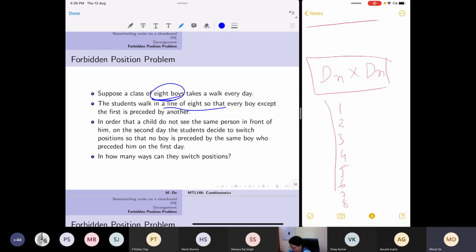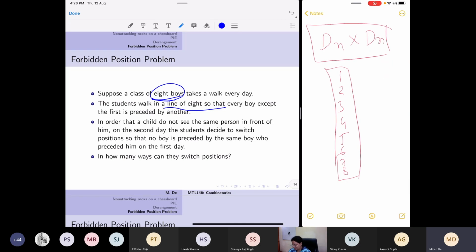Maybe boy, girl, anything. So 8 friends, they were like this: 1, 2, 3, 4, 5, 6, 7, 8. These are the numbers attached to them according to the way they went for a walk on the first day. Next day they decided that 2 should not see 1 in front of him, or 3 should not see 2 in front of him. Similarly, 4 should not see 3, 5 should not see 4, 6 should not see 5 in front of him, and so on. I hope you have understood.